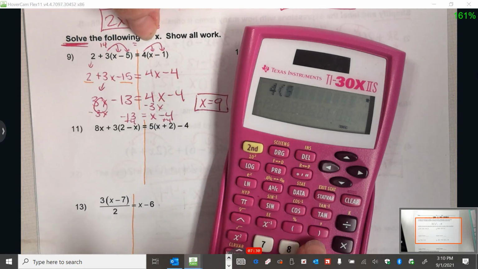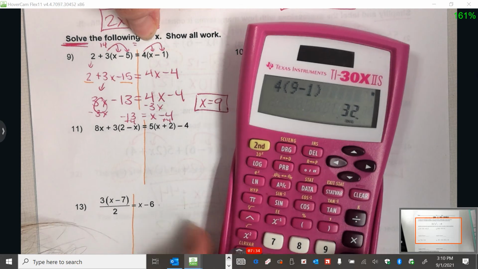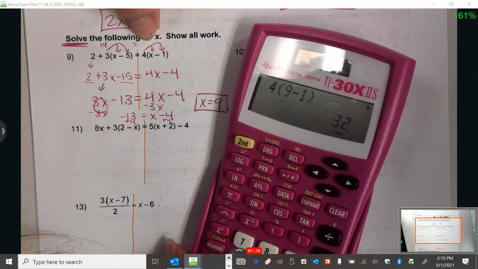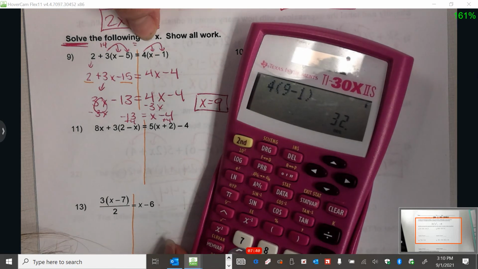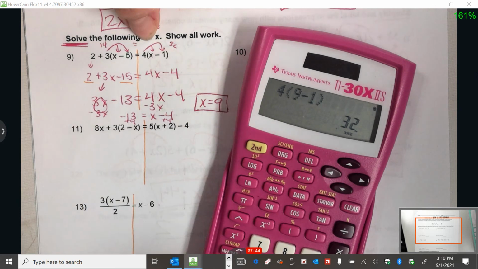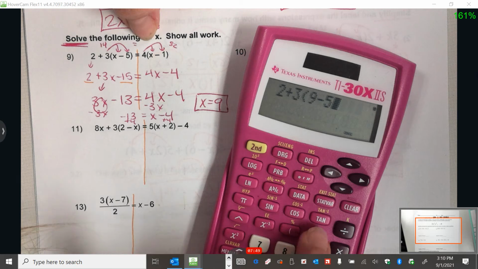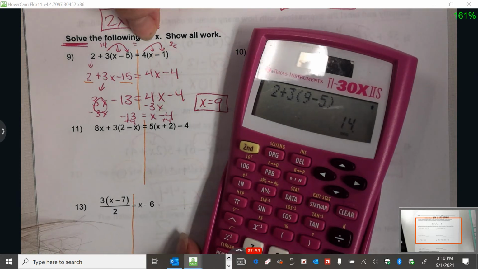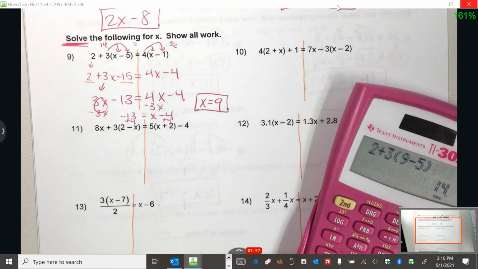4, 9 minus 1. Whoa, what did I do wrong? Did I type it wrong? 9 minus 1. That gave me 32. Hold on. 2 plus 3, 9 minus 5. I did something wrong. Okay, freeze.